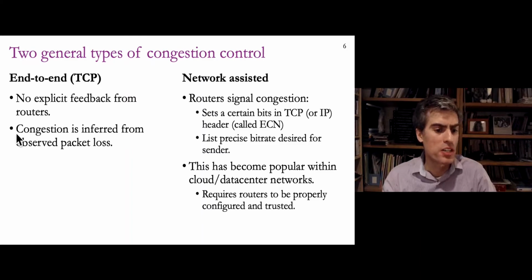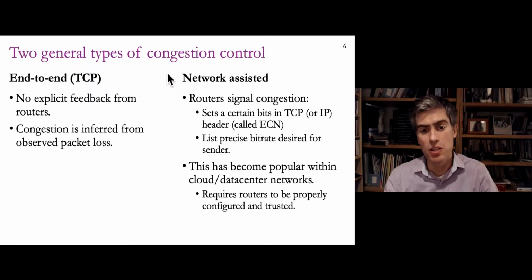And therefore, congestion is inferred from observed packet loss. Or later on, we'll see that you might be able to look at round-trip time to infer congestion. That's a little more sophisticated. But anyway, the end-to-end behavior, in short, between hosts is what you use to infer congestion and control your connection.